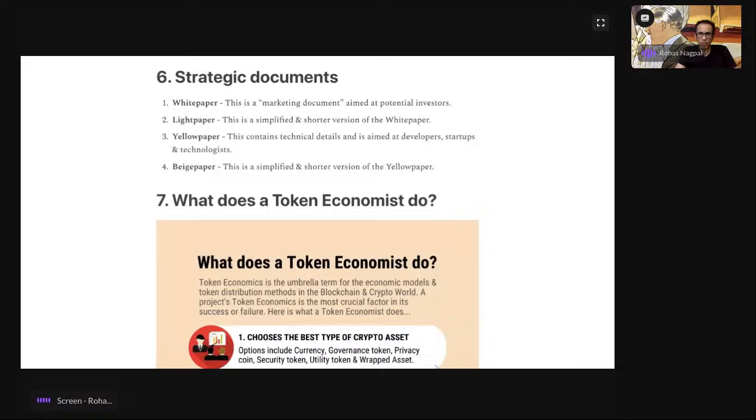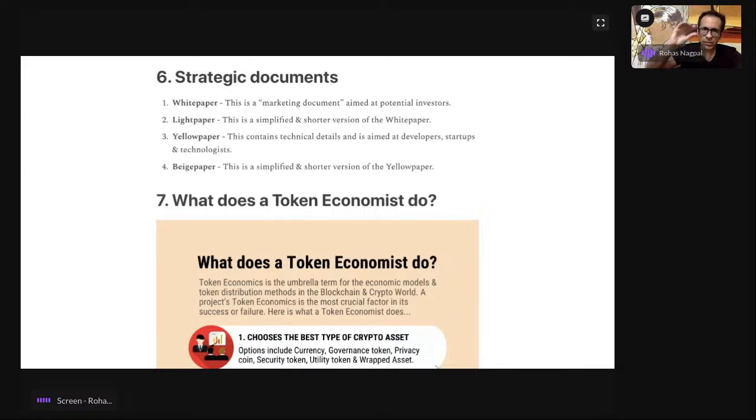So when we talk about strategic documents, we usually talk about things like white paper, light paper, yellow paper, and beige paper. You may have heard these terms. So a white paper is like a marketing document aimed at potential investors. Classic example of that could be something like Binance. Bitcoin's white paper was not really aimed at investors because they were not raising funds. But Binance was, so that is why we call it a marketing document.